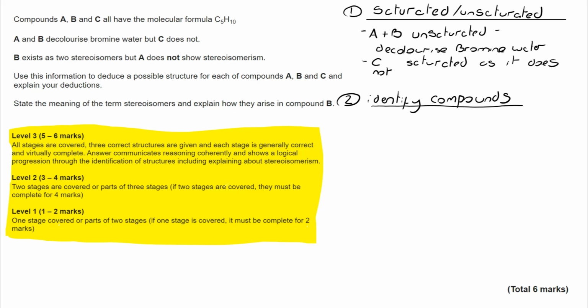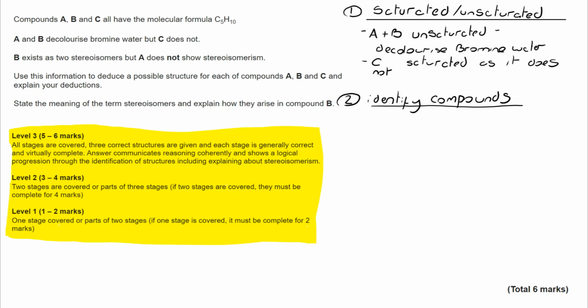Now, stage 1 is simply about whether it is saturated or unsaturated. A and B are unsaturated because they do decolorize brown bromine water. C is saturated because it doesn't. Level 1, stage 1, done. We move on to stage 2 where we're identifying the compounds.